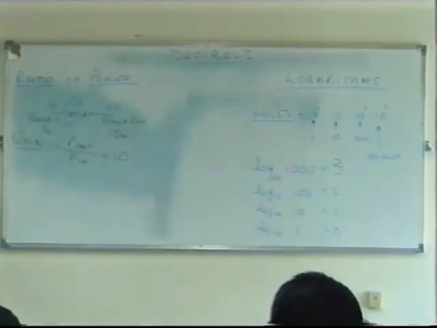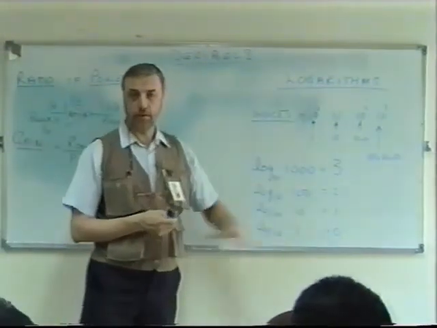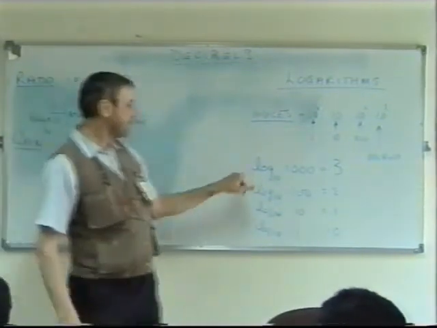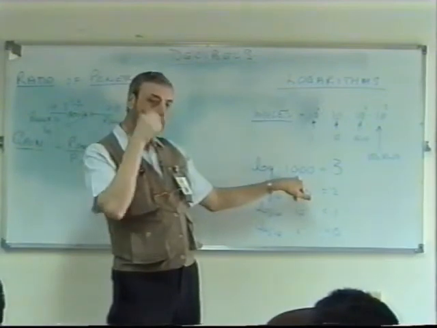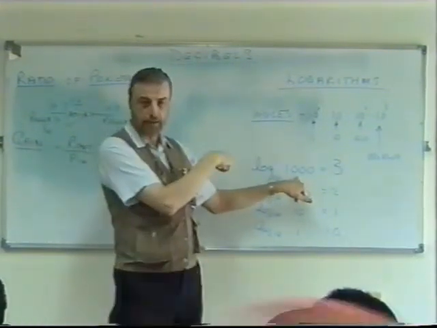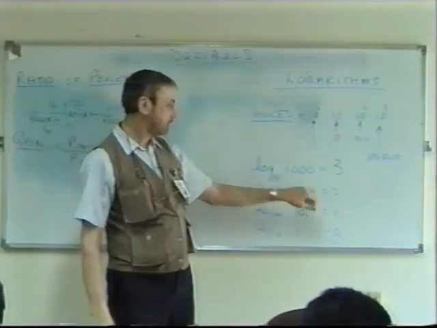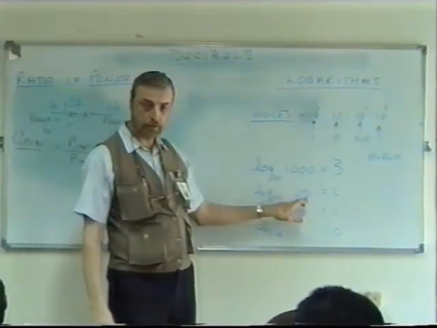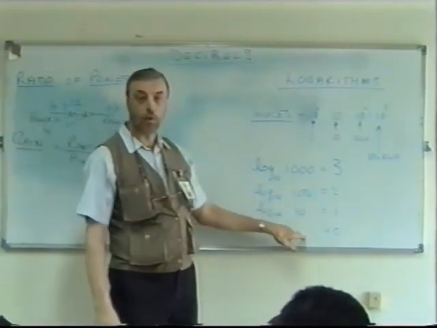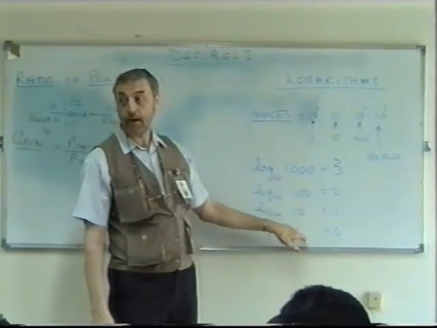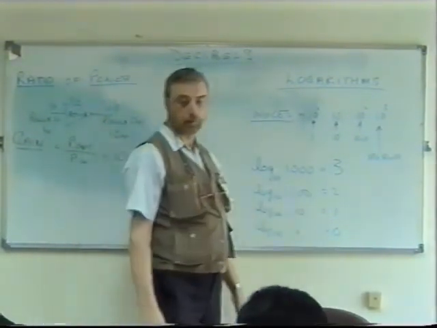Now this, of course, is just revision work. You've done this before, so you know. Basically, the logarithm of a number is the number you've got to raise 10 to the power of to get that number. We've got to raise 10 to the power 3 to get 1,000, 10 to the power 2 to get 100, 10 to the power 1 to get 10, and 10 to the power 0 to get 1. Okay? Quite straightforward so far. No problem.